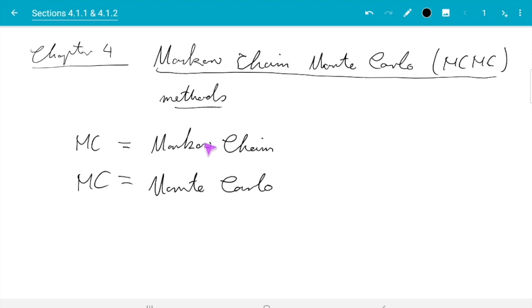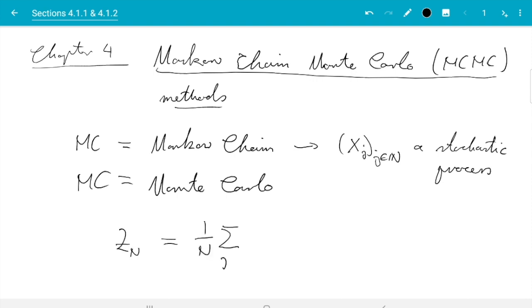So let's remember what these things are. Markov chains are a class of stochastic processes. We denoted them by X_j, where j is in N, maybe N_0, which is a stochastic process. And Monte Carlo estimates, we have also already discussed. These are estimates of the form Z_n equals 1 over n sum j from 1 to n f of X_j. And originally, these X_j were iid random variables, independent and identically distributed. And the new thing for a Markov chain Monte Carlo estimate is that instead of iid samples, we will plug in the X_j from a Markov chain.